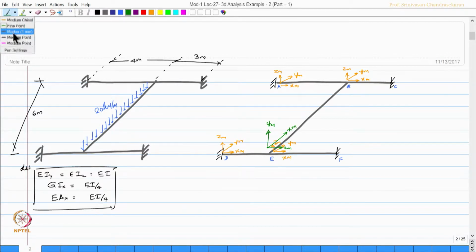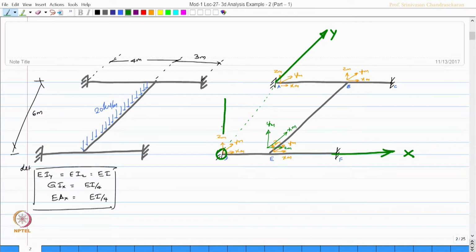Then the global axis is taken with the origin here, x axis, y axis and z axis. Having said this, we can quickly make a table of coordinate systems to understand the joints. Let us make a table: joint, and what are the x, y, z coordinates of each joint. Let us say A, B, C, D, E and F.